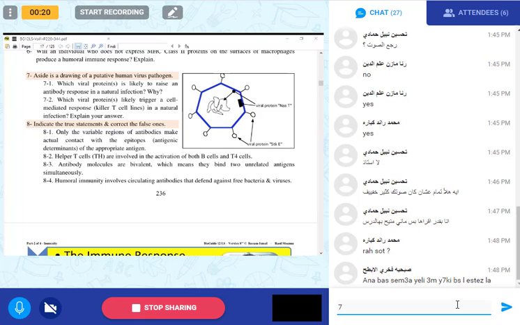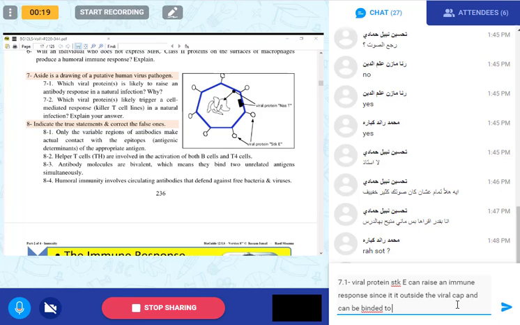So, okay, the viral protein STKE can raise an immune response since it is outside the viral cap and can be bound by antibodies.